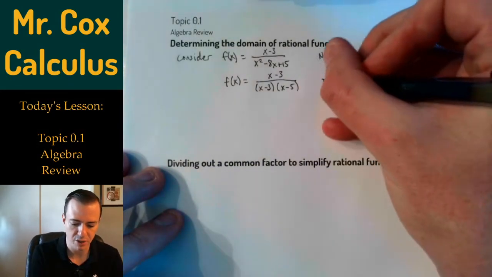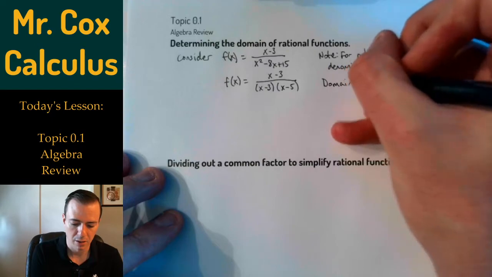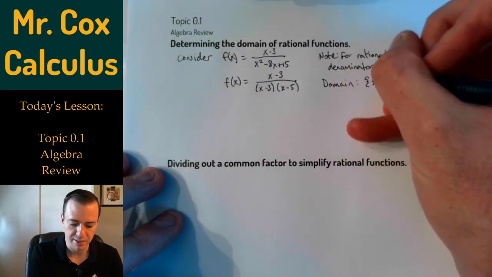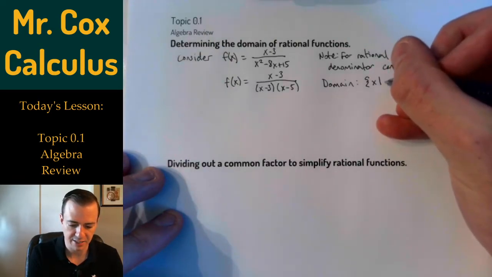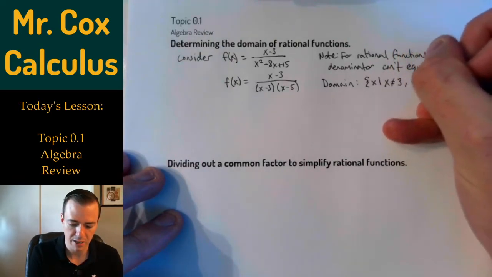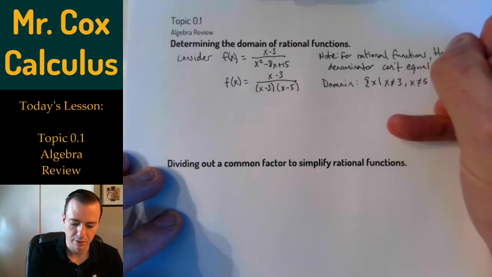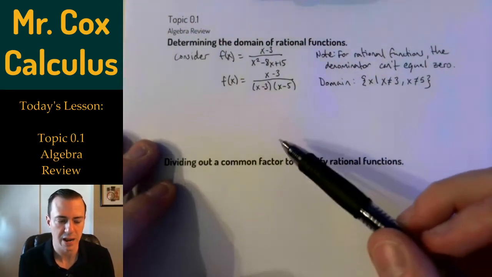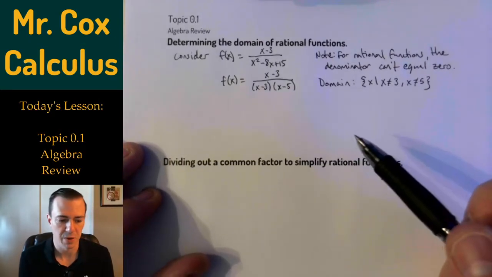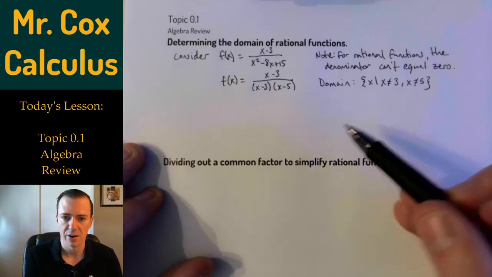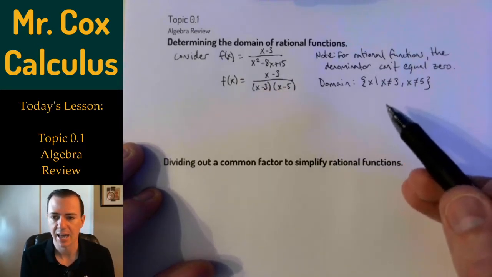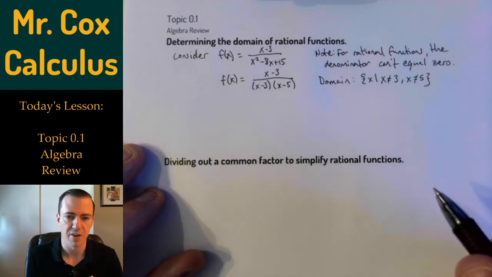So if we list the domain here, and I'll list this one out in set notation, we can say that it is x such that x does not equal 3 and x does not equal 5. And there's a couple of different ways you learn about writing domain. In fact, we'll do interval notation here on our next example, but that tells anyone that it's x such that x cannot be 3 and x cannot be 5.